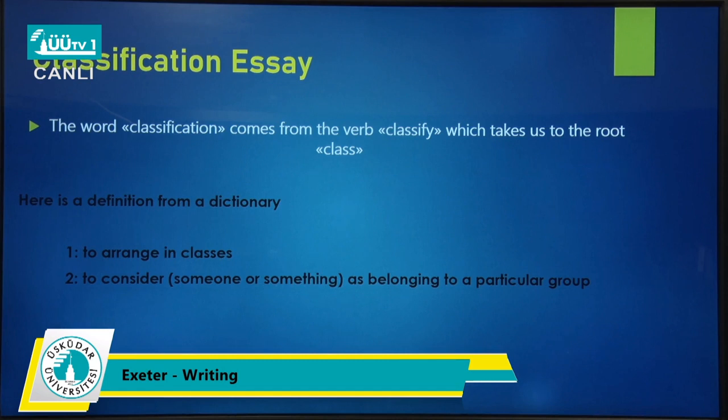The first one that I wanted to focus on is classification. As I told you before, classification comes from the verb classify. It means to categorize something. There is a definition from a dictionary that I put here: arranging in classes, or considering someone or something as belonging to a particular group.